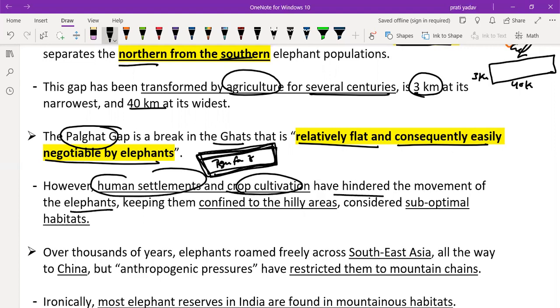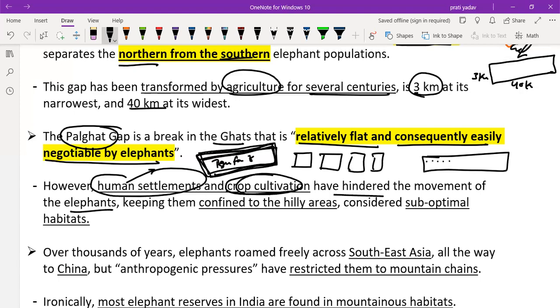By human settlement, I mean many people build their houses and live there. And with crop cultivation, they cultivate crops in that area also. So these are houses, and these are their fields where cultivation of crops is going on. Due to human settlement and crop cultivation, the movement of elephants is hindered, keeping them confined to hilly areas.